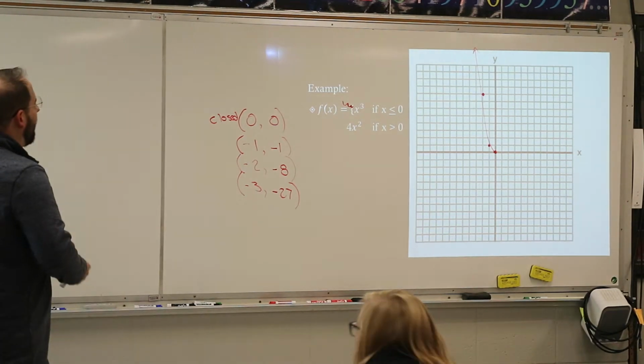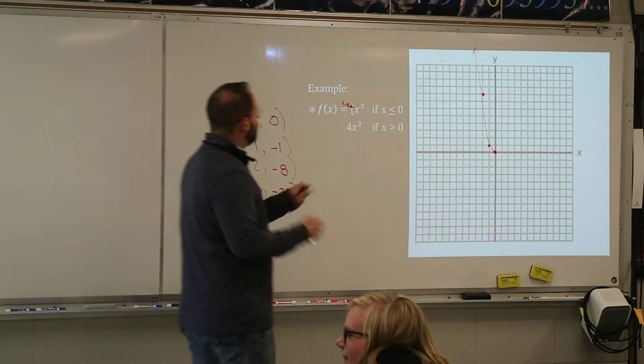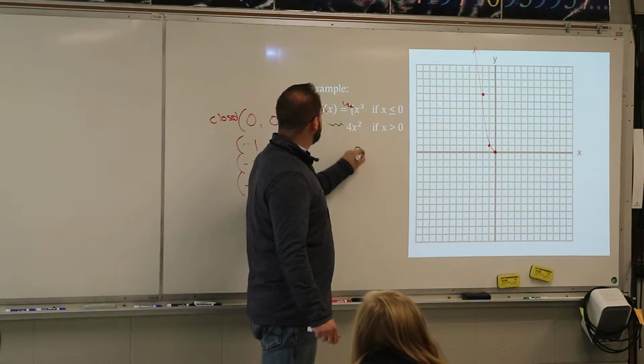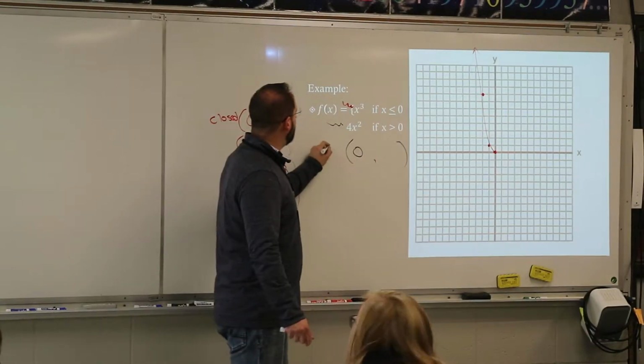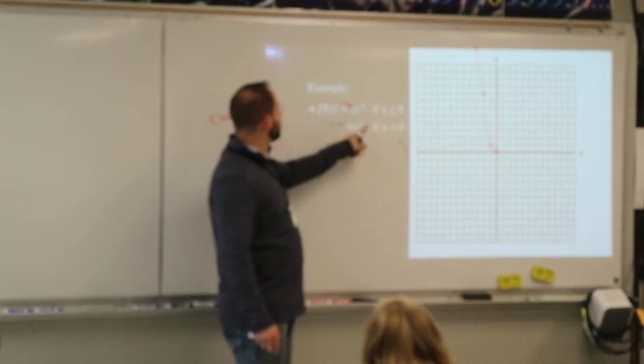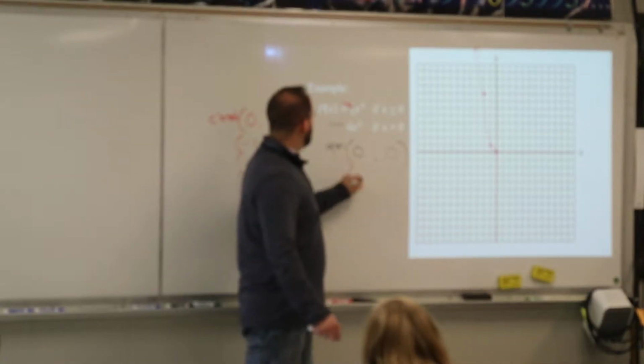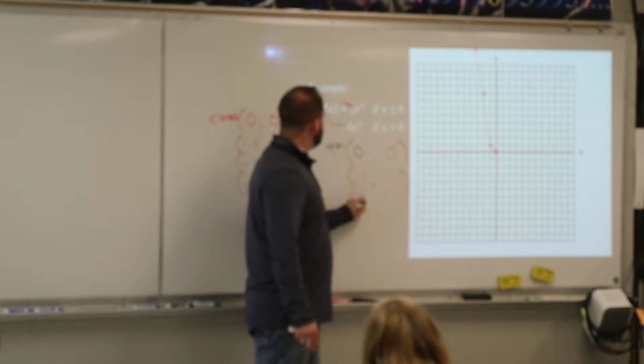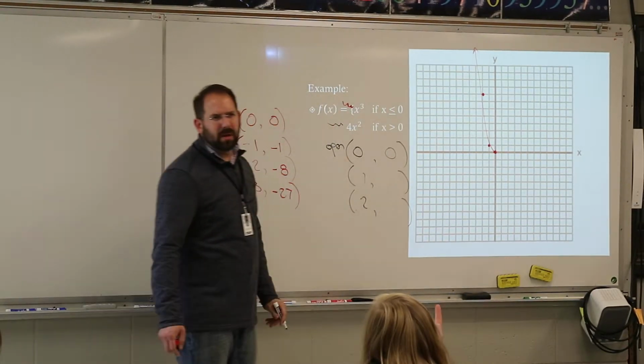The right side, I'll put in black here. We're going to plug in 0 first. It will be an open circle. So 0 squared times 4 is still 0. I'll plug in a 1. I'll plug in a 2. I don't know if I need to plug in any more than that.